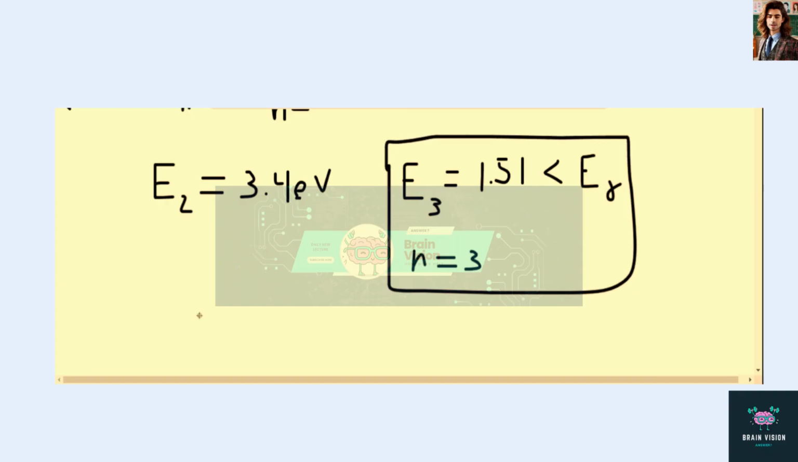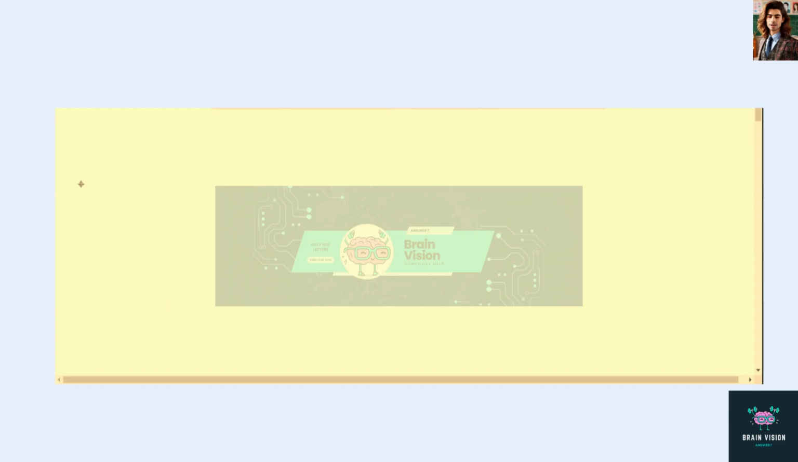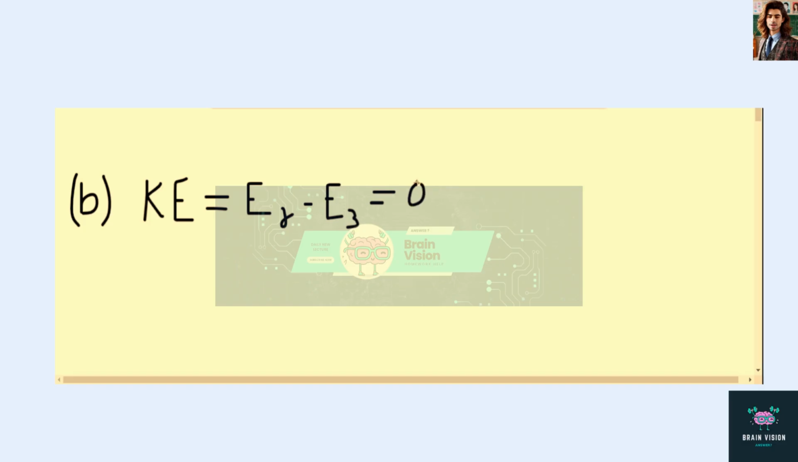For part B, it says, what is the velocity of an electron that is released due to this ionization? So assuming that the kinetic energy of the electron is equal to the difference between the incoming photon's energy and the energy of that state, we have E gamma minus E3. This gives us a value of 0.796 electron volts.